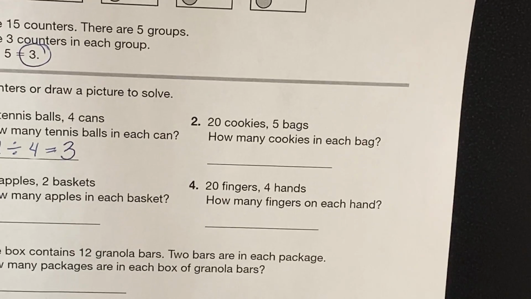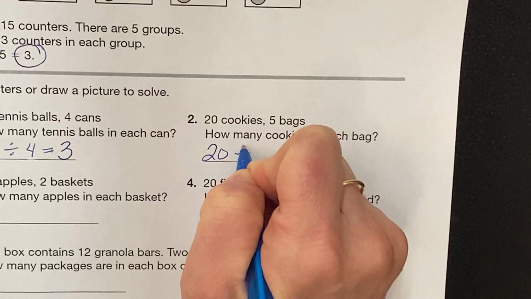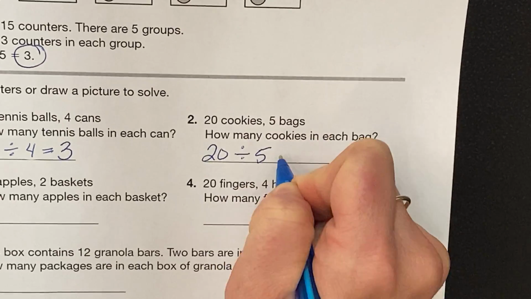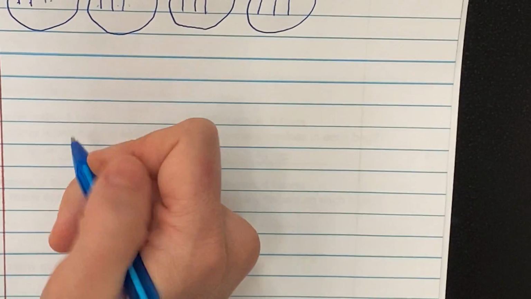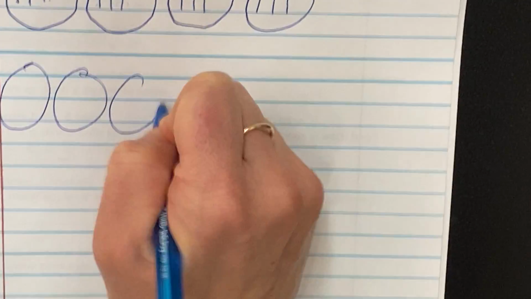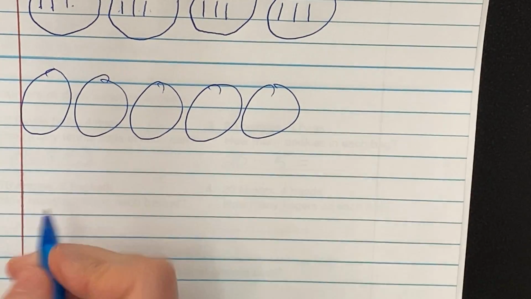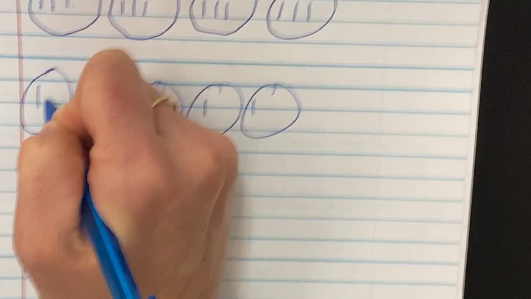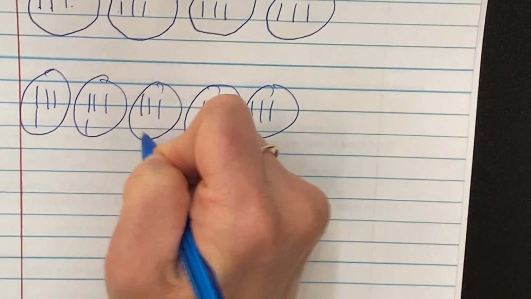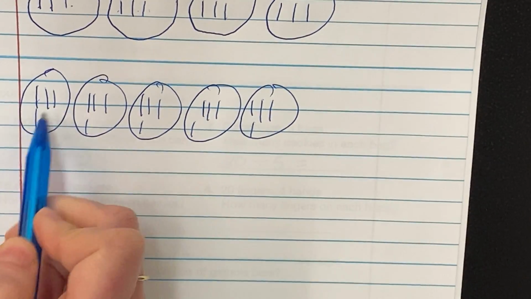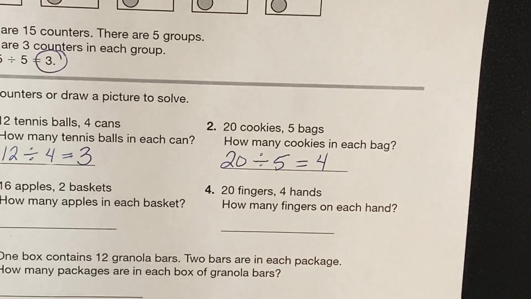Let's do number 2. 20 cookies, 5 bags. 20 is my total or my dividend. Divide it by 5 bags. Let's take our scrap paper. 5 groups. And I'm going to take the total or the dividend, 20, and divide it until I run out. 1, 2, 3, 4, 5, 6, 7, 8, 9, 10, 11, 12, 13, 14, 15, 16, 17, 18, 19, 20. 1, 2, 3, 4. Okay, there's 4 in each group. So there are 4 cookies in each bag.